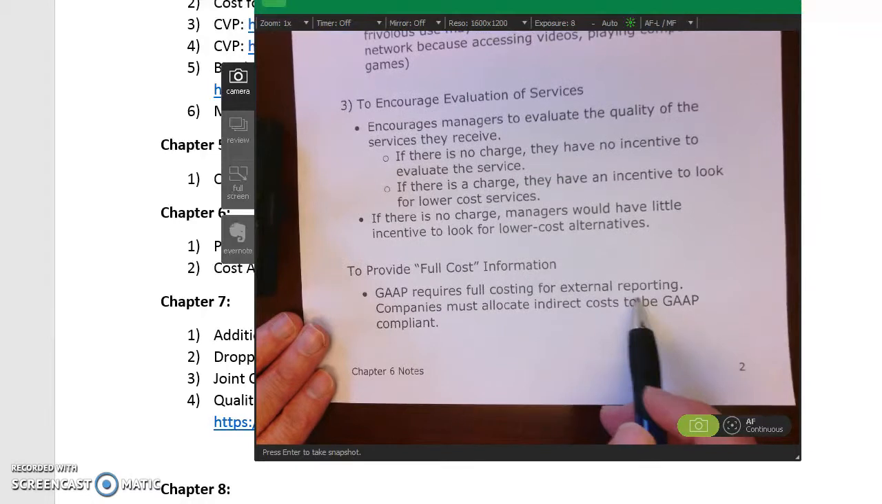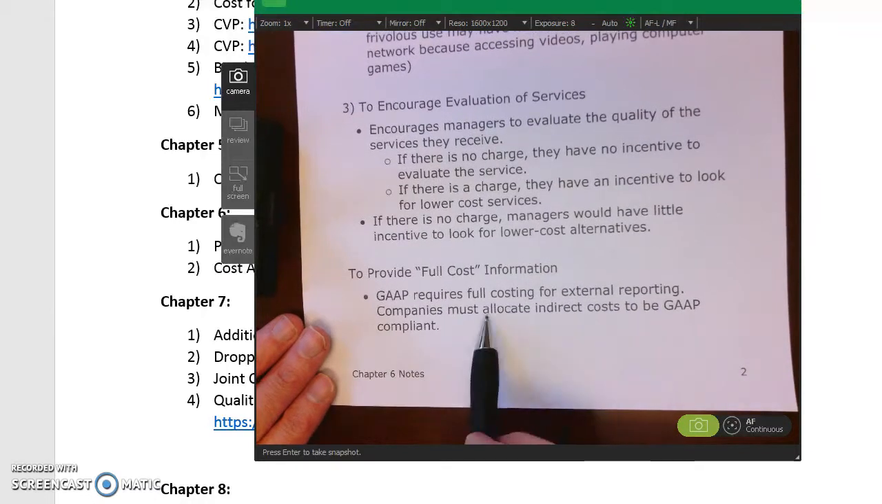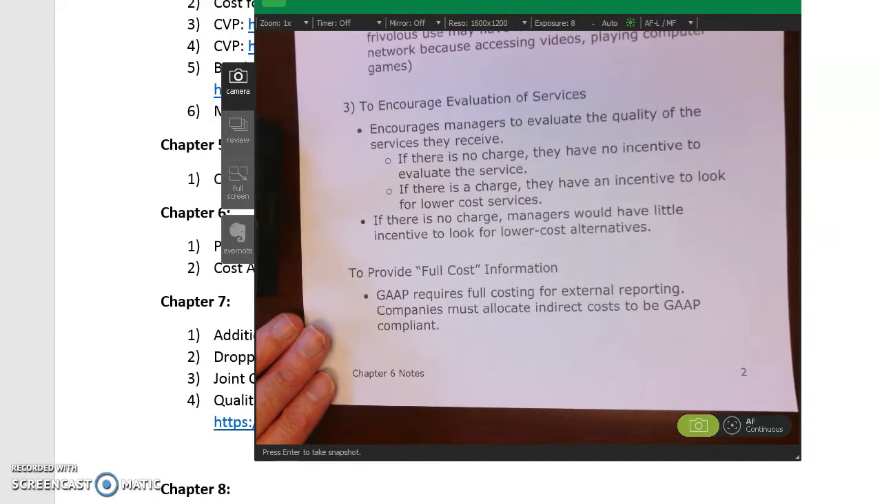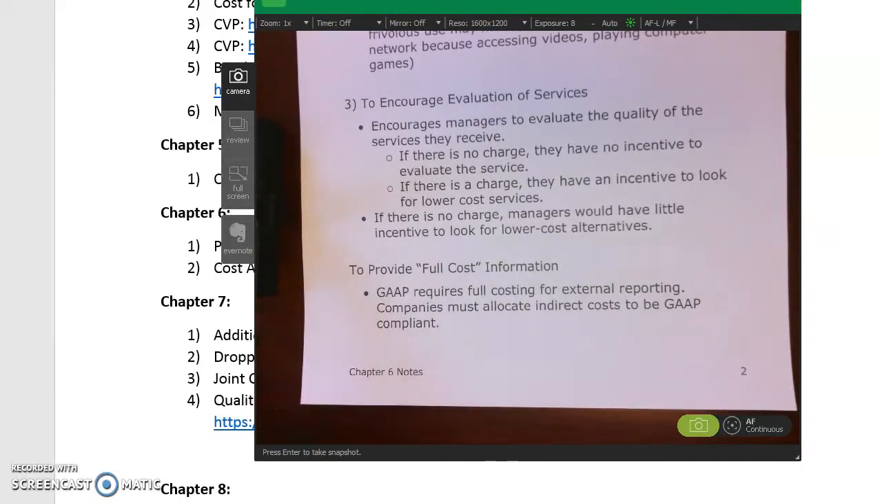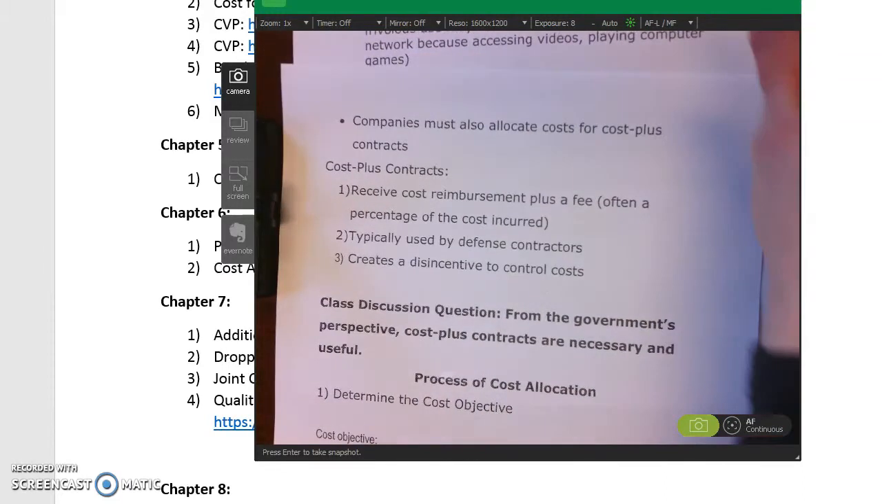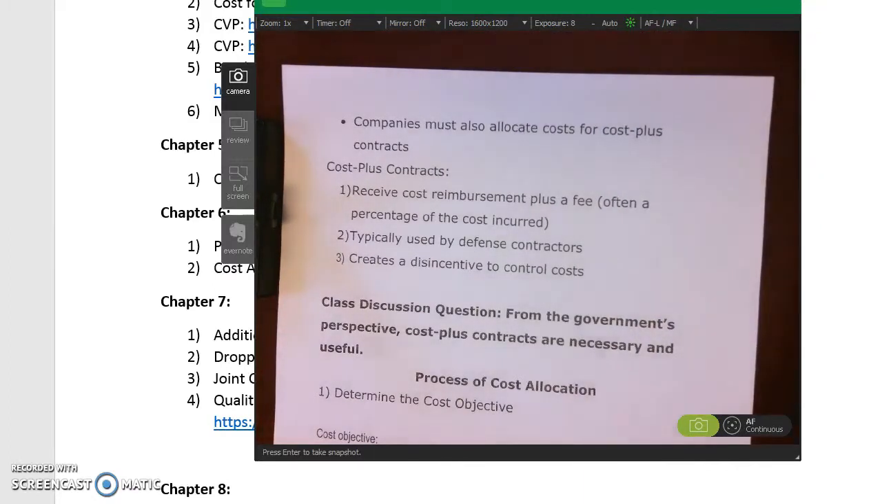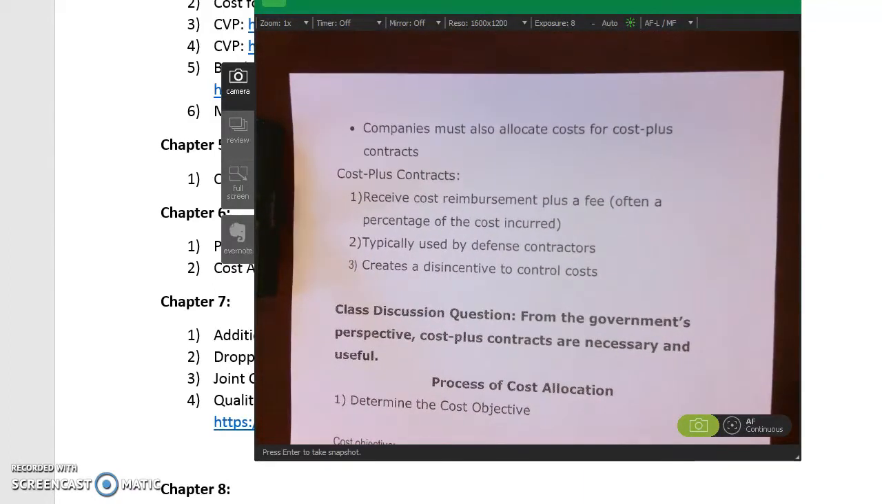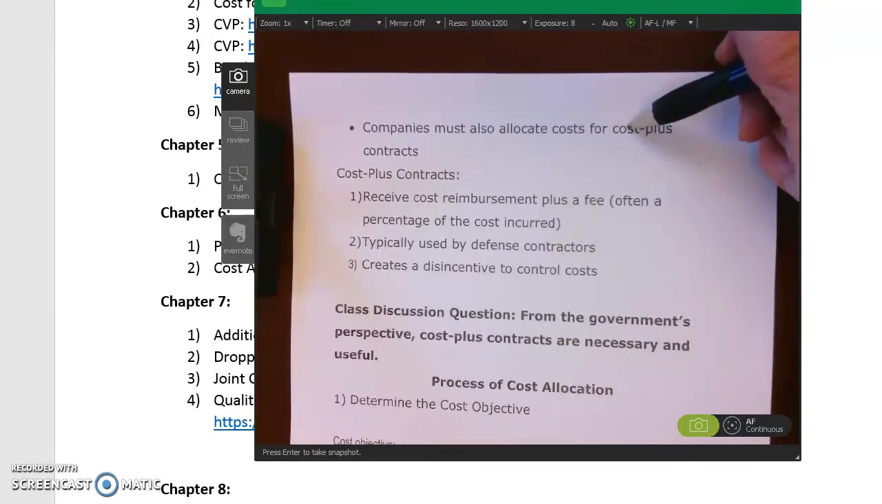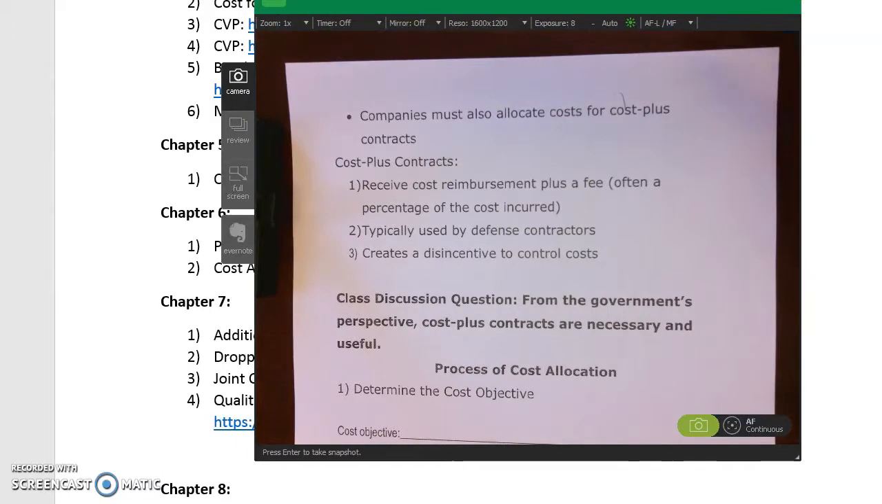GAAP requires full costing for external reporting, and so companies are going to have to allocate out their indirect costs eventually down to cost of goods sold in order to be GAAP compliant. And the other reason would be, and this is something that probably a lot of you in the class, if you've worked with government or government contractors, have dealt with, is for cost plus contracts. You have to allocate these costs out for cost plus contracts.